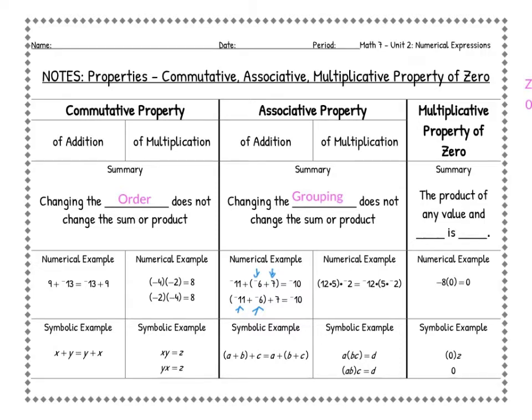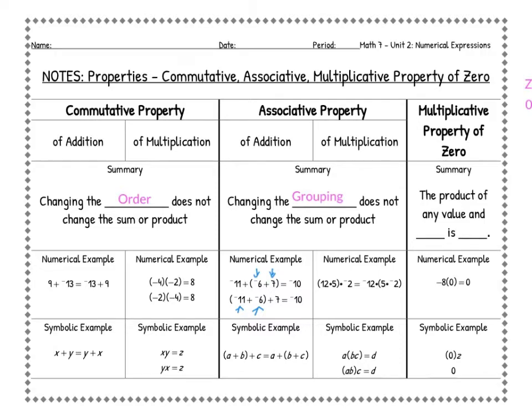We also have a multiplication example. 12 times 5, put together in the parentheses, times negative 2. It's going to be the same thing as 12 times 5 times negative 2 inside the parentheses. And below we have symbolic examples. A plus B on the inside plus C on the outside is the same thing as A on the outside and B and C on the inside.